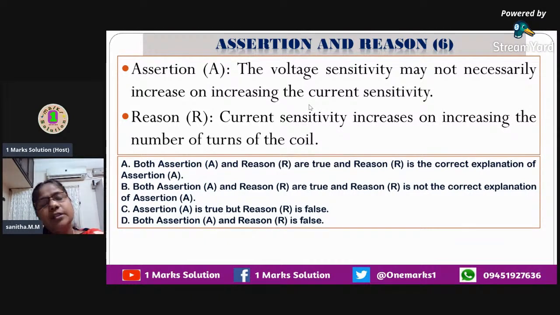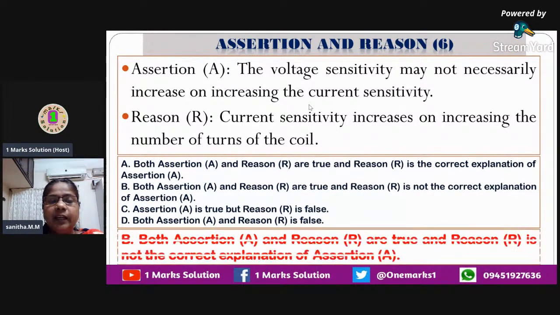And this topic is also very important, children. Please note this. The two sensitivities are very important. So the answer is option B. Why? Because assertion and reason are absolutely correct, no doubt. But in the case of the first one, we are talking about the voltage sensitivity.